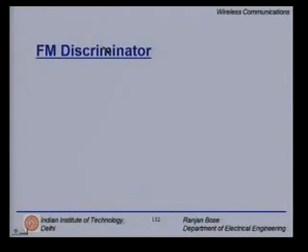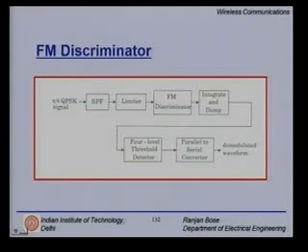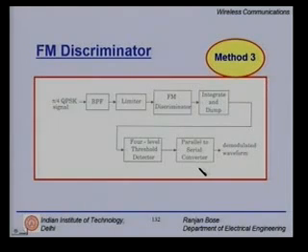And the third method is the FM discriminator method. Here you have the pi by 4 QPSK signal coming in. Again, begin with band pass filtering, limiter, and then you have an FM discriminator, integrate and dump. Here you have a 4-level threshold detector which takes the decision, parallel to serial converter, and you get the demodulated waveform output. So these are the three popular methods for the detection of pi by 4 QPSK signals.